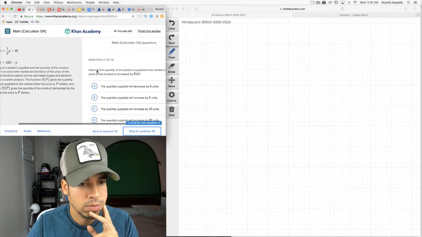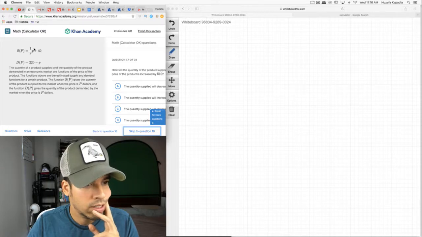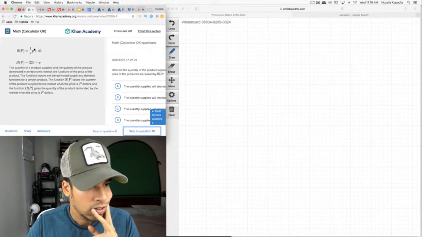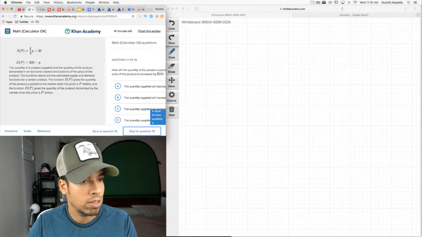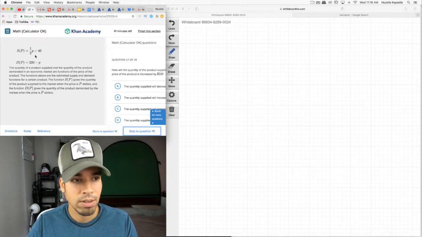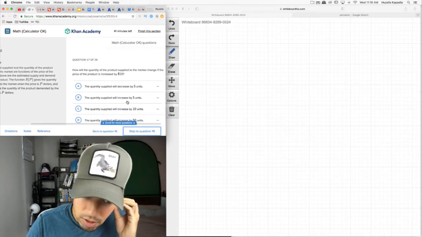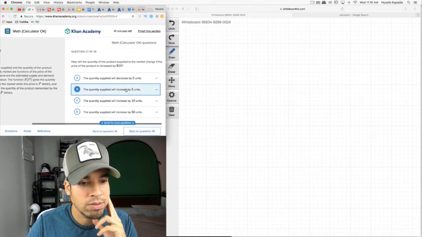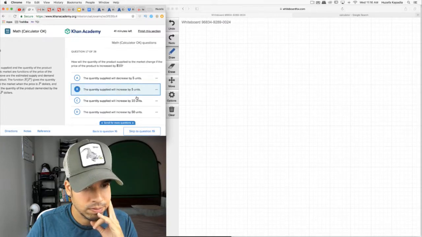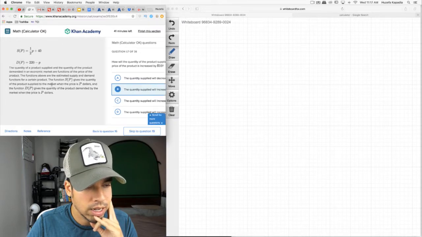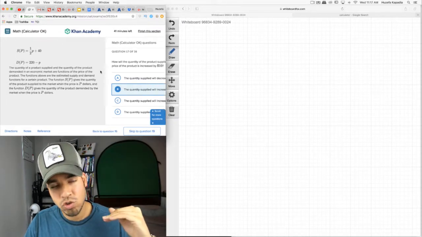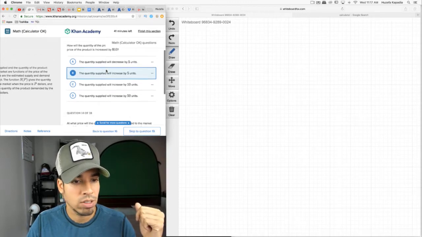So what does it say? It's supply, right? The price increases by $10. The supply will go up, because it'll be 1/2 times 10, which is 5. So it'll go up by 5. The quantity supplied will increase by 5 units. Yeah, that makes sense, because demand drops as price goes up, while supply increases.